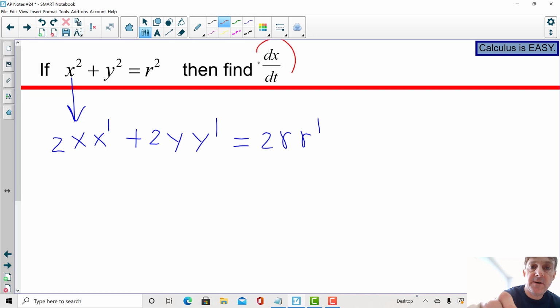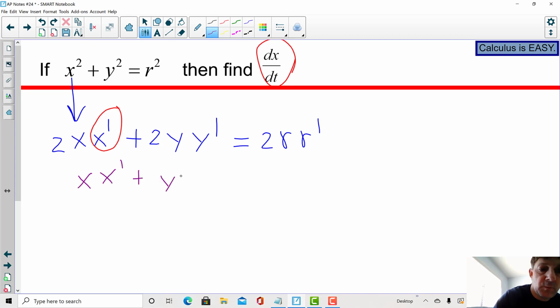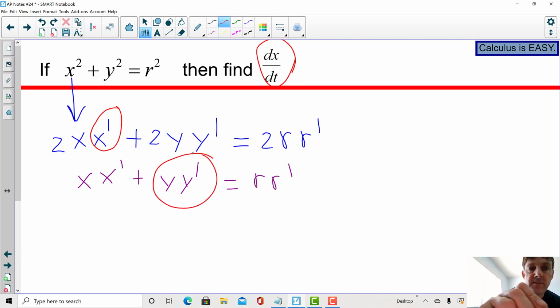Again, it is asking us to find x prime. And x prime is sitting right here. If I was going to solve for x prime, what I would probably do is start by just dividing everything by 2. That's the same thing as if you multiplied everything by 1/2. You would get x prime plus y prime is equal to r prime. Now let's get rid of this. We'll subtract that from both sides.